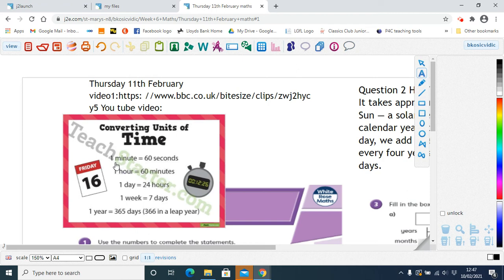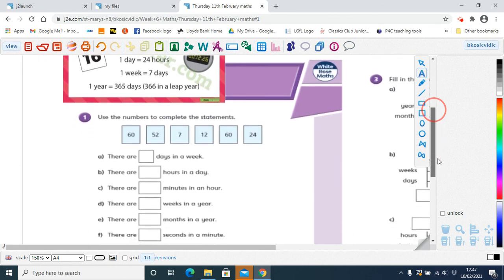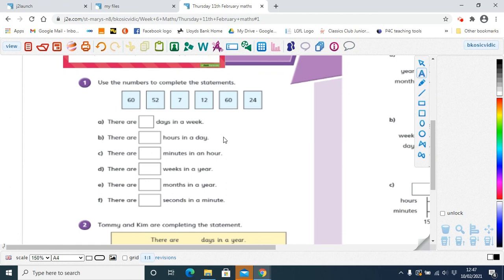So it says that 1 minute is the same as 60 seconds. It also tells you that 1 hour is the same as 60 minutes, that 1 day equals 24 hours, and that 1 week equals 7 days. It also tells you that 1 year equals 365 days, except when we have a leap year that has got 366 days. So using this conversion chart, you will try to figure out the following questions.